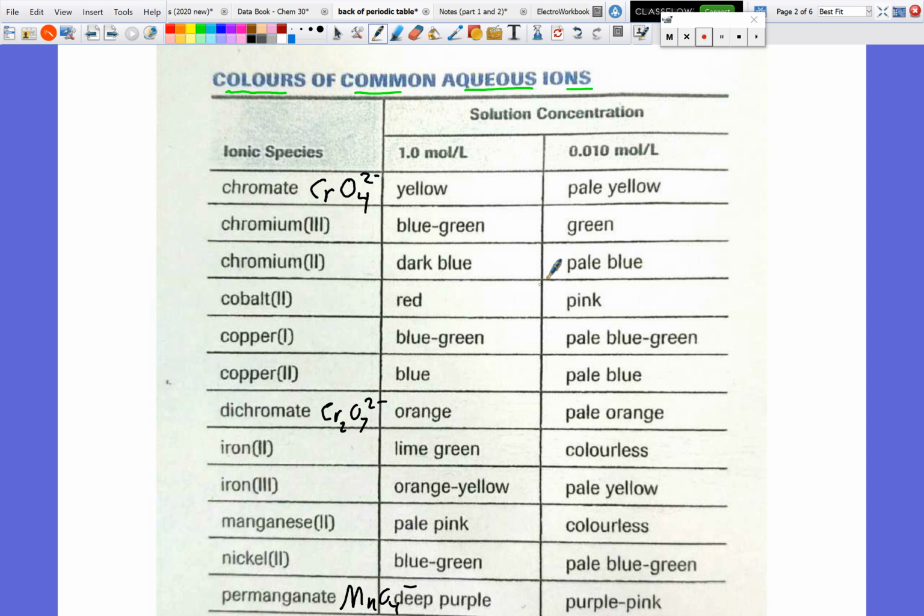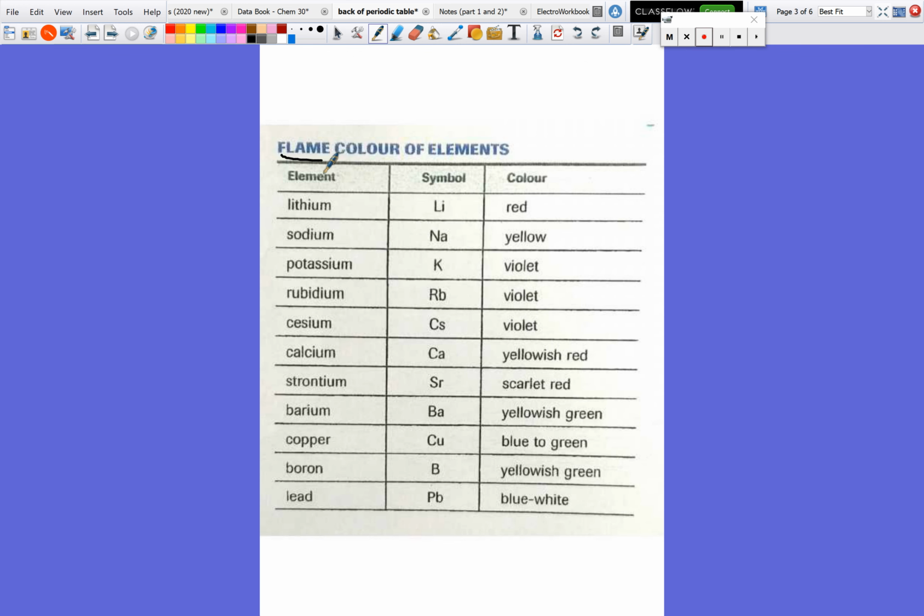So these are the only ions that will actually create a color in a solution. All other ions are going to produce no color, or it's going to be colorless. So we can use that to predict what color our aqueous ions will have. Now another thing that you'll notice in the back of your periodic table is the flame color of elements. This means that if you have lithium, sodium, potassium, rubidium, cesium, calcium, strontium, barium, copper, boron, or lead, they are going to produce certain colors of flame. Lithium will produce a red flame, sodium a yellow flame, potassium a violet flame, rubidium also violet, and cesium also violet. These are the only elements that will produce a specific color flame.